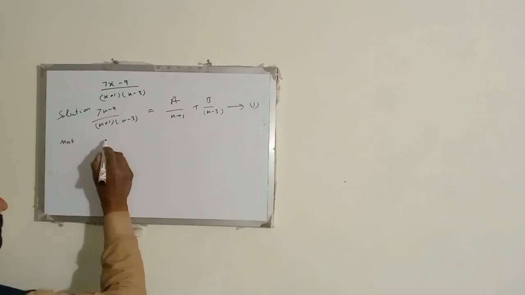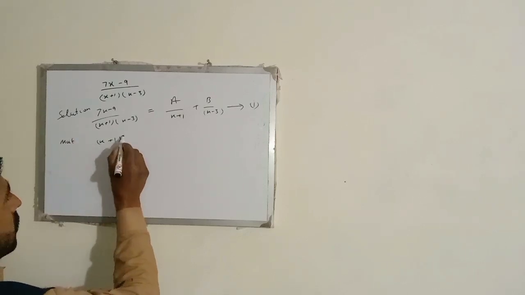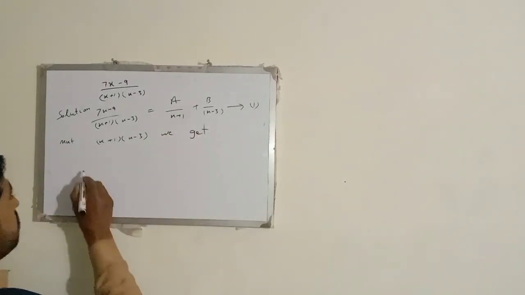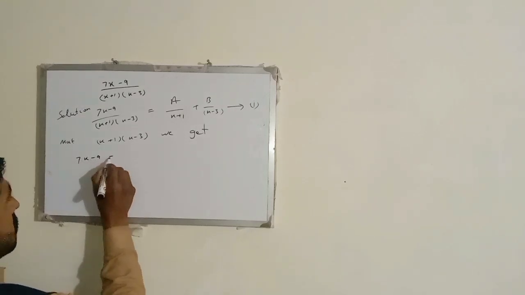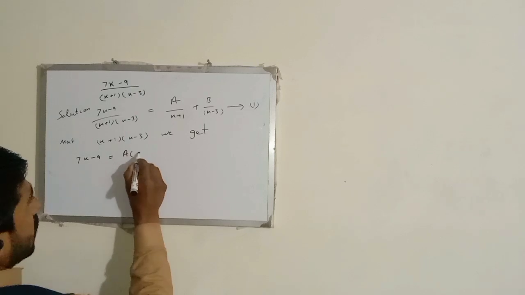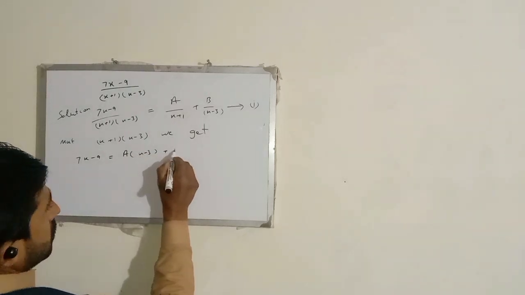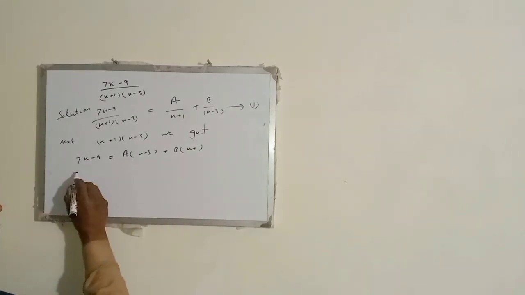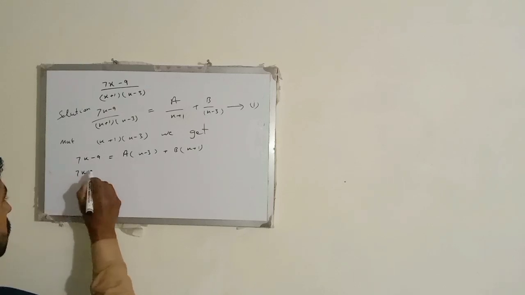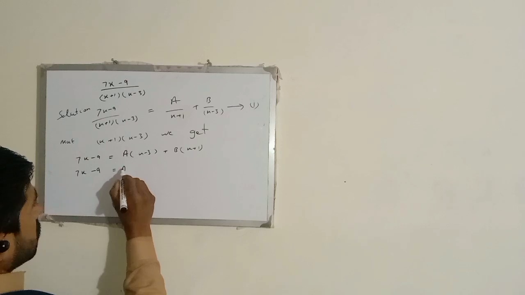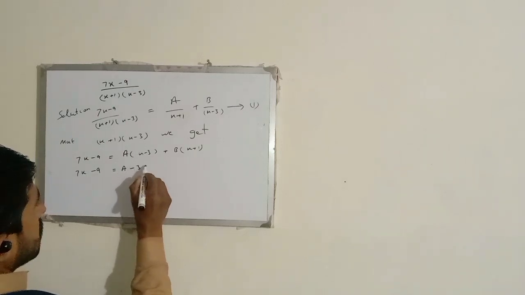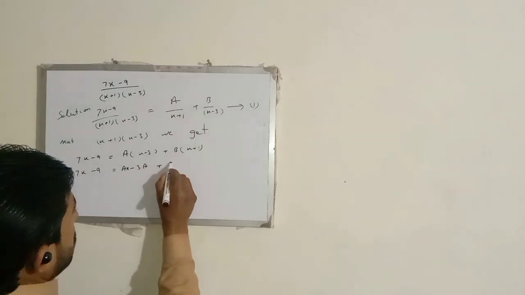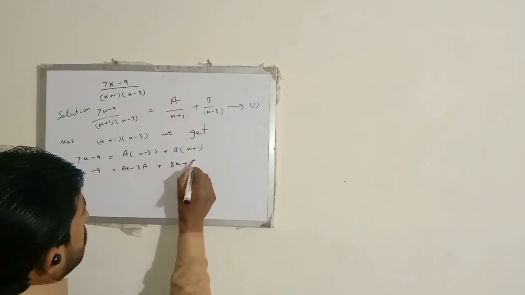Multiplying both sides by (x + 1)(x - 3), we get 7x - 9 is equal to a times (x - 3) plus b times (x + 1), which expands to bx plus b.